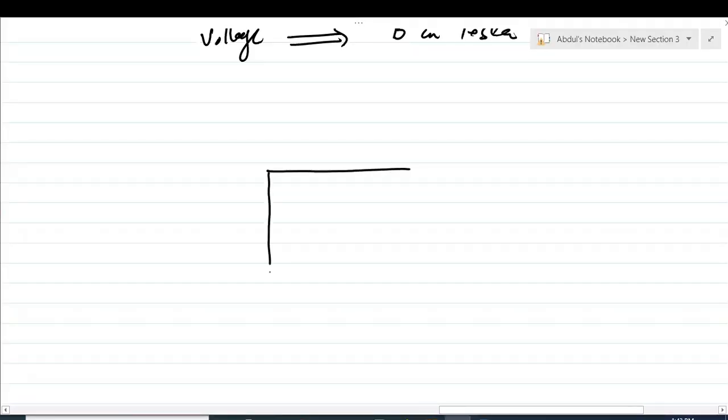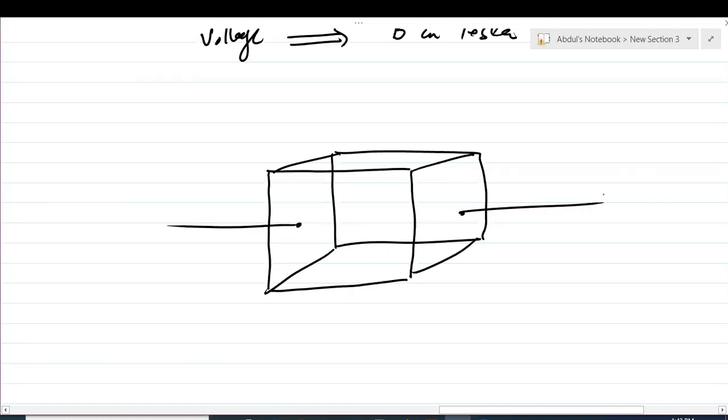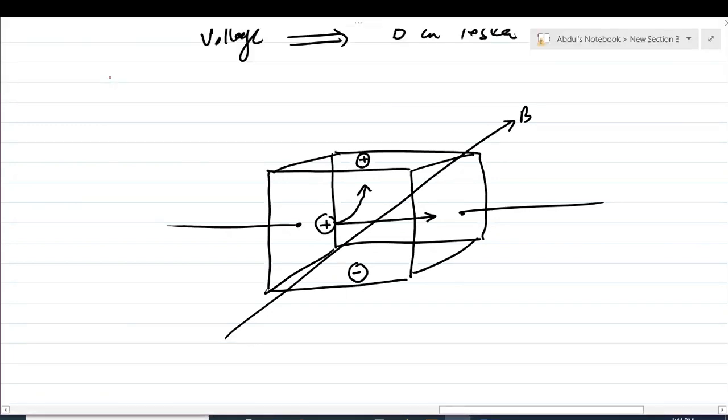Suppose this is any crystal, and it's p-type. Positive charge is flowing in this direction. When the magnetic field is introduced in this direction, the charge particle is deflected up, this side becomes positive, this side becomes negative. This is the case when this is a positive charge carrier.